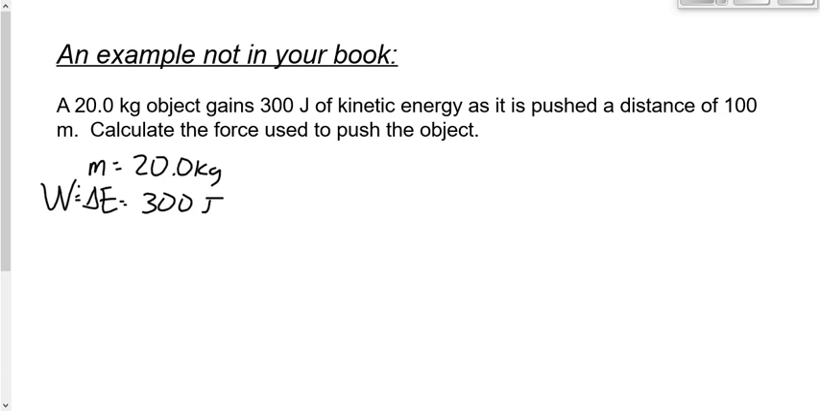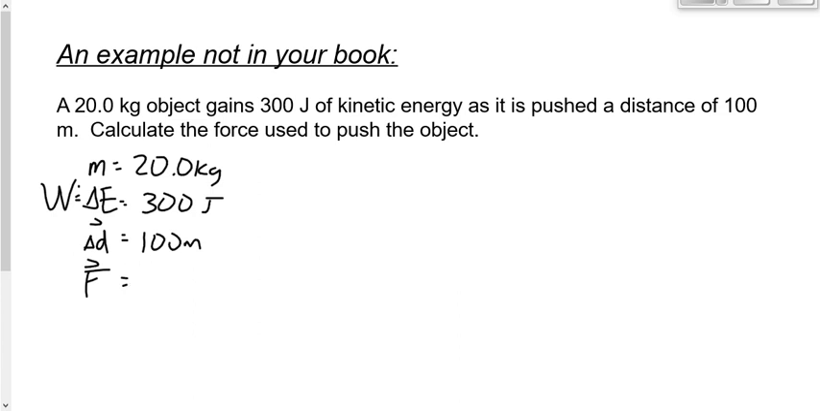Now let's push it a distance, I should say, a displacement of 100 meters. We want to calculate the force used to push the object. Now, when I say calculate the force used to push the object, I may push harder if I push inefficiently. The force that's necessary to cause this is the force that's parallel, right? If I push it at another angle, I got to push harder. But best case scenario, how hard do I have to push? The force that's parallel. In other words, where the angle is 0.